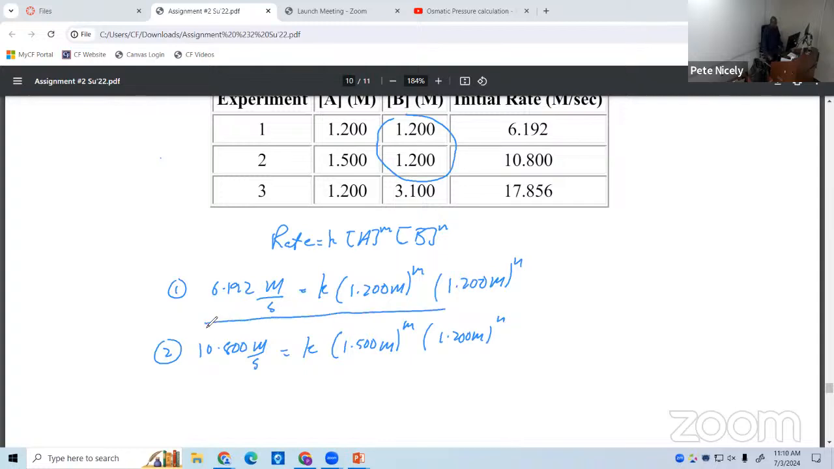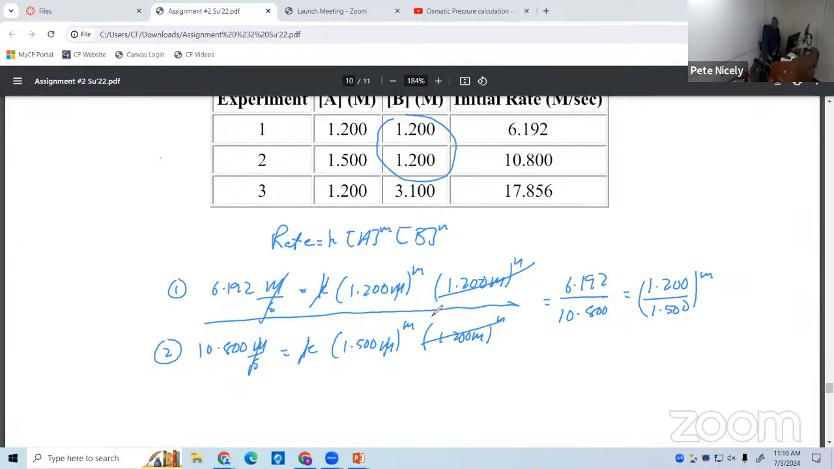And then I'll divide the top by the bottom. These units will cancel out, the K's will cancel out, and the factors with B will cancel out as well. So this simplifies to 6.192 over 10.800, and that would be equal to 1.200 divided by 1.500, and all of this would be raised to the M, right? So let me get my cheap calculator and work this out.